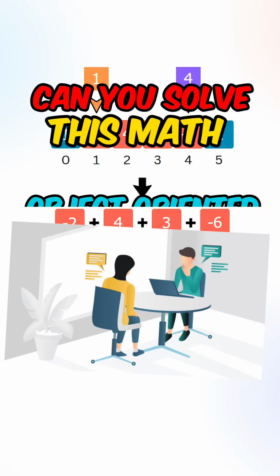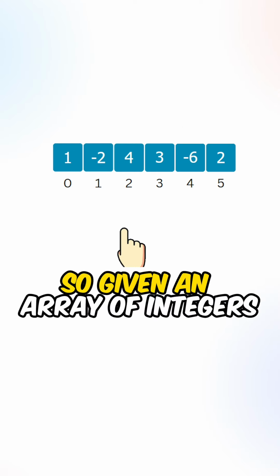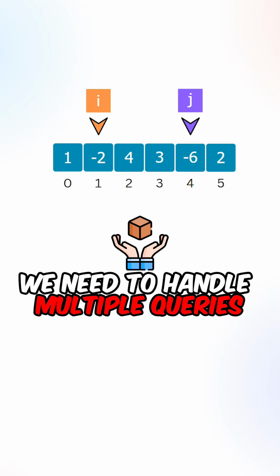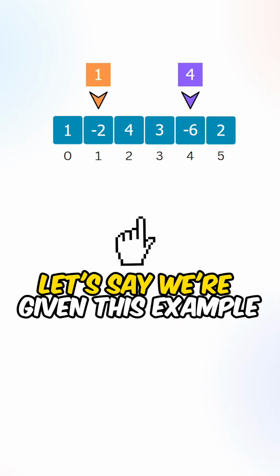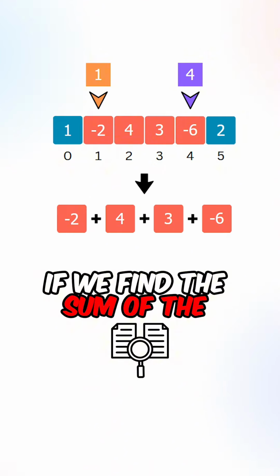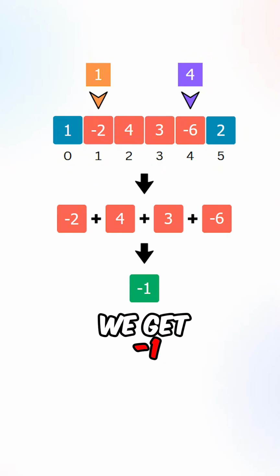Can you solve this math object-oriented programming question? Given an array of integers, we need to handle multiple queries of finding the sum of the elements for indices i to j. Let's say we're given this example. If we find the sum of the elements for indices 1 to 4, we get -1.